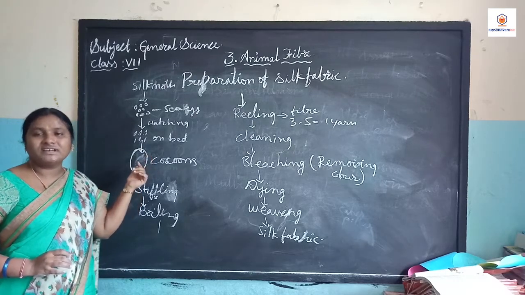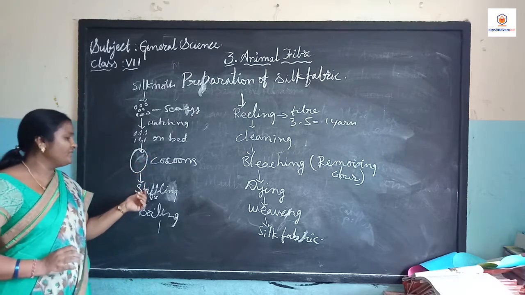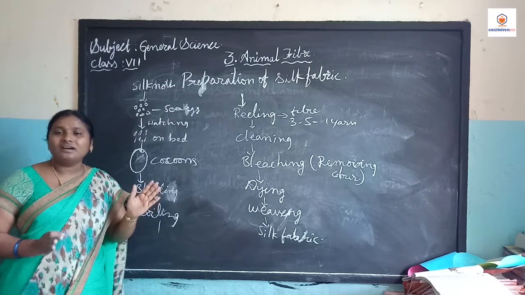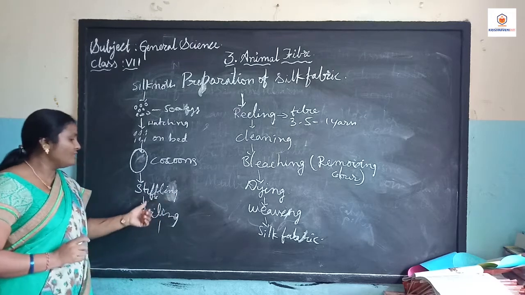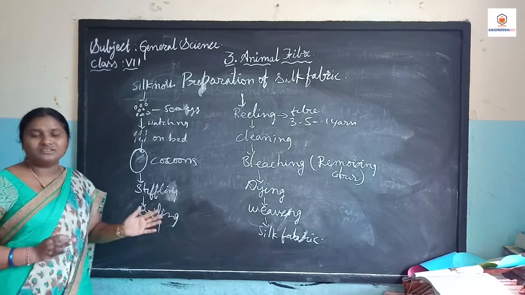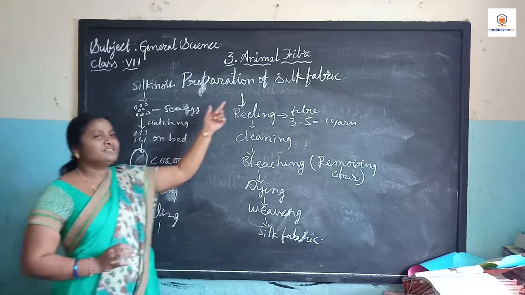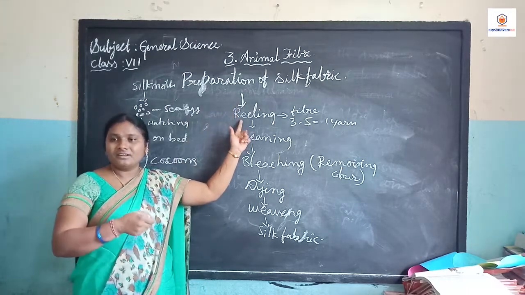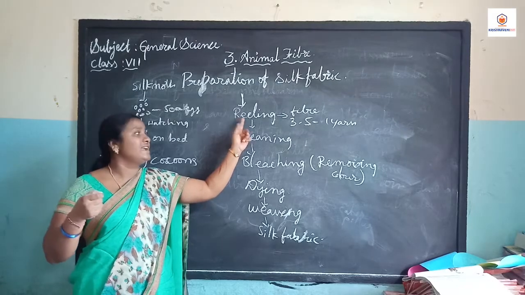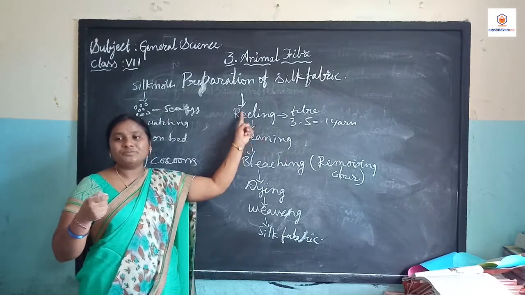These cocoons are sent to stippling centers. In the stippling centers, they are killed by a steaming process for a minimum of 10 to 15 minutes. After that, the stippled cocoons are sent to boiling centers. In the boiling center they will boil them, and in the same way they will collect the fibers and send them to reelers. This process is called reeling.